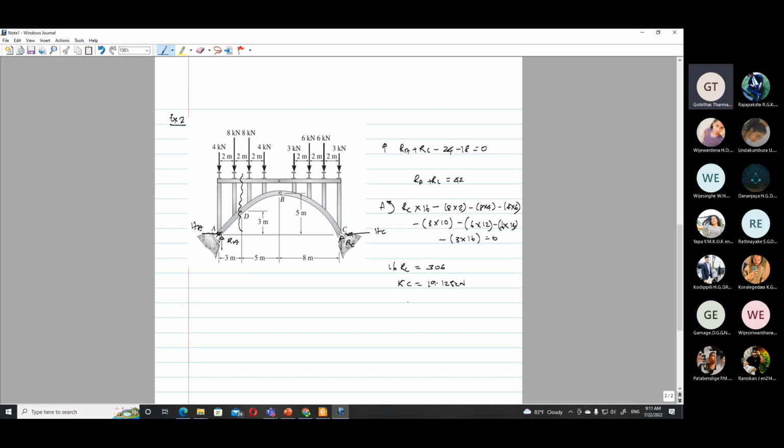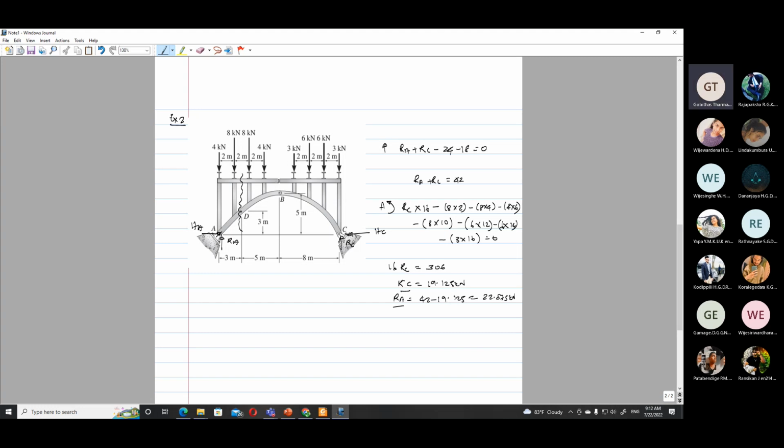So if RC is 19.125, then RA is 42 minus 19.125. So that is 22.875. Okay, 22.875. So these are the two values, RA and RC.